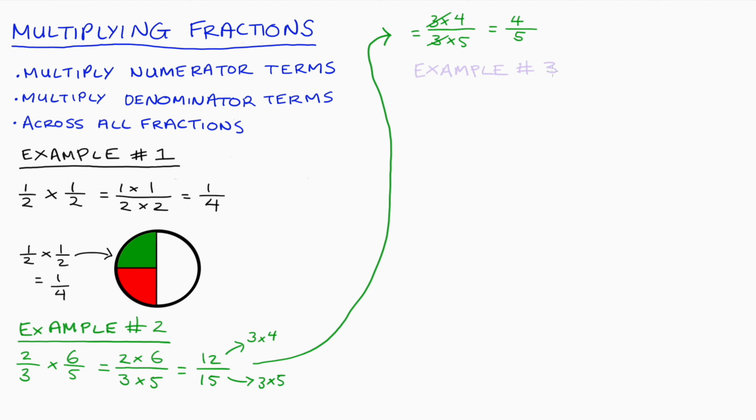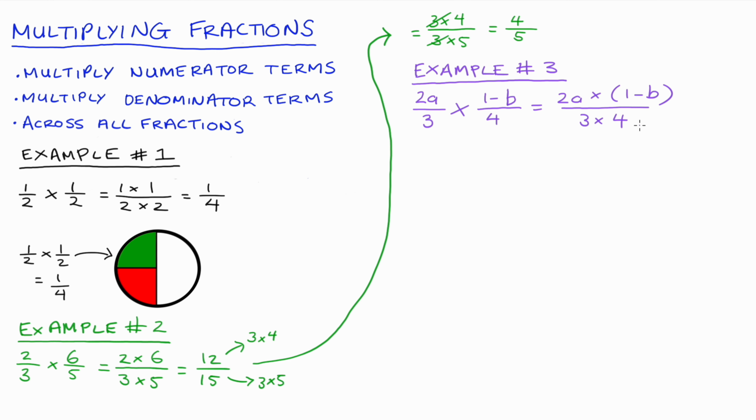All right, let's think about a more complicated example. Let's think about 2a over 3 times 1 minus b over 4. Again, I'm just going to multiply those numerators together. So 2a times 1 minus b. I'm going to put 1 minus b in parentheses just to make it clear what's going on here. And then divided by 3 times 4. So with the numerator, I can then just open those brackets out if I want. So it'll be 2a times 1, then 2a times negative b, so minus 2ab. And then on the bottom will be 12.